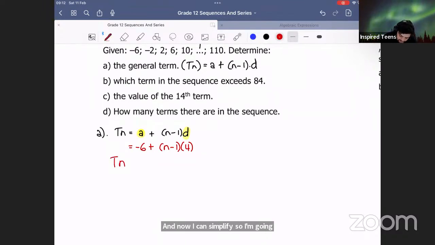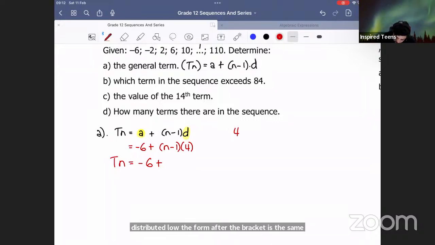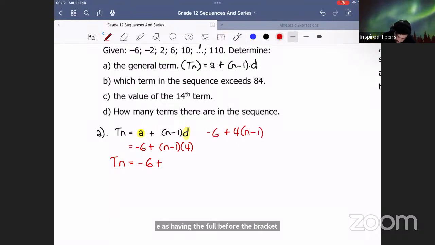So I'm going to get Tn is equal to negative 6 plus. This is the distributive law. The 4 after the bracket is the same as having the 4 before the bracket. So this here is essentially like writing the same thing, just rearranged. So don't let that confuse you.